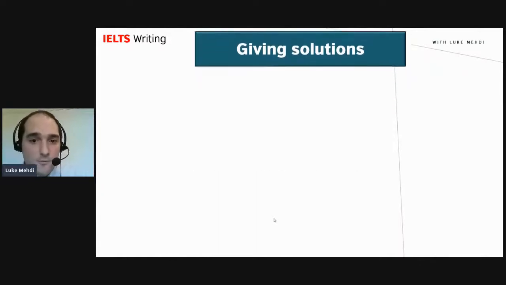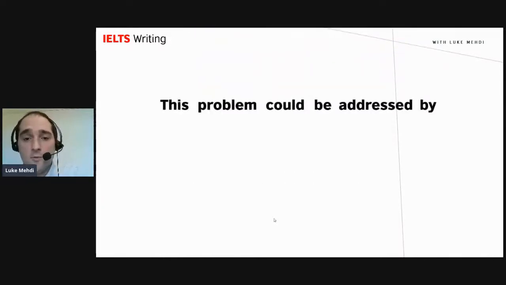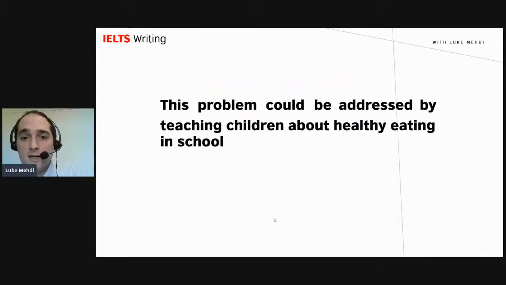And to finish off, we've got a couple of examples. This problem could be addressed by teaching children about healthy eating in school. So there we have our verb ing noun phrase, a gerund noun phrase. Yeah, setting up a campaign. And then we would want to explain what the campaign does.